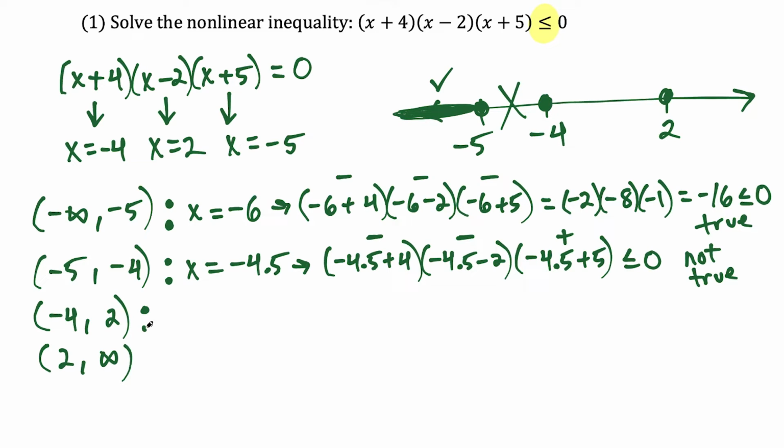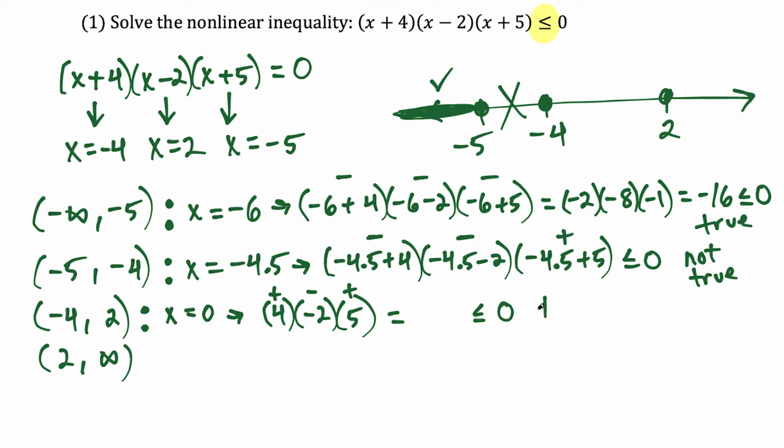So now for the next one here, we're going to plug in a number between negative 4 and 2. So let's say we plug in x equals 0. And when we plug in 0, we're going to have 0 plus 4 is going to give us 4. 0 minus 2 gives us a negative 2. And then 0 plus 5 gives us 5. And we could actually work this out, or we could just ask ourselves, the product of a positive times a negative times a positive is going to give us a negative number, which is in fact less than or equal to 0.